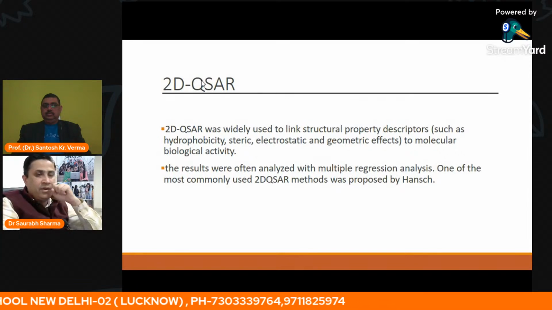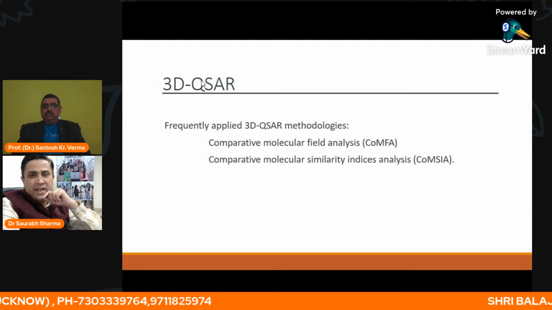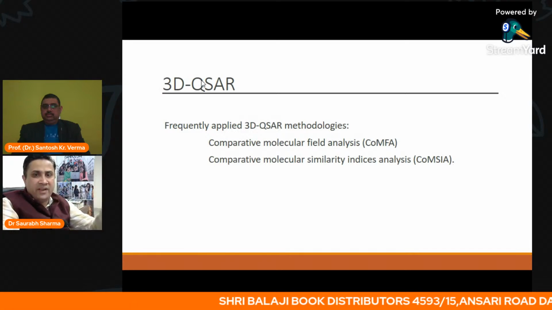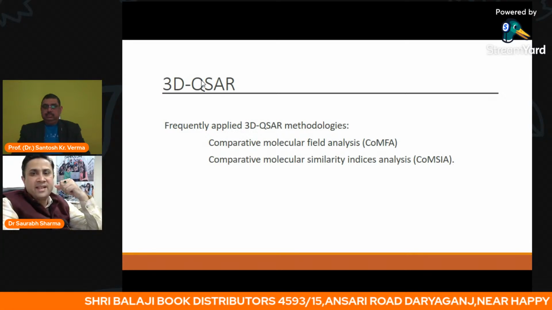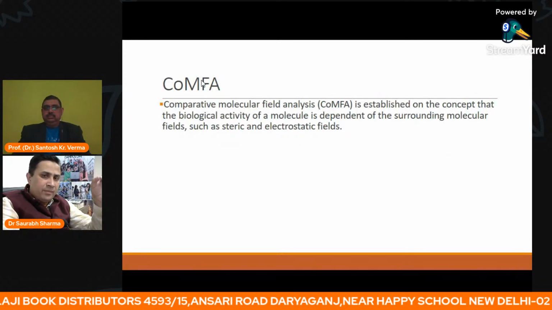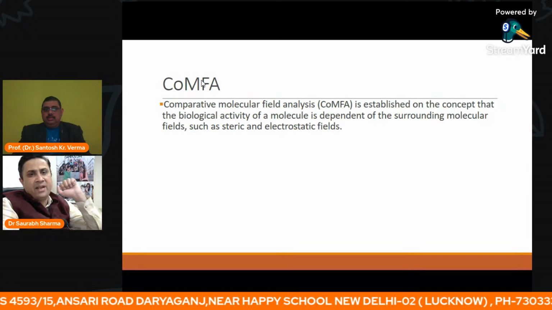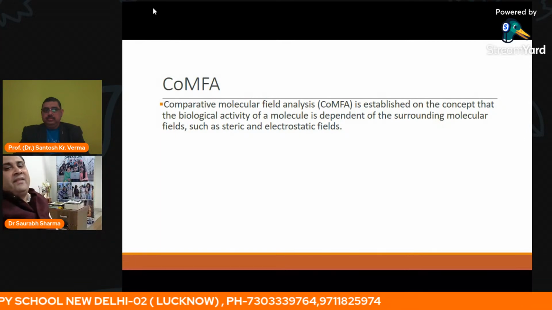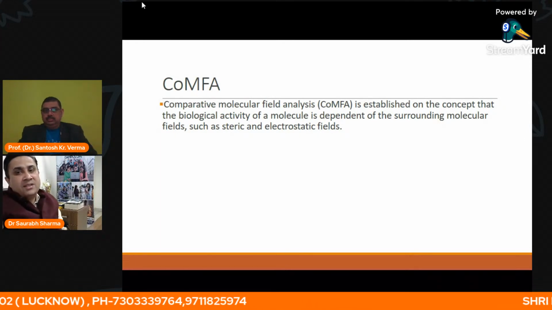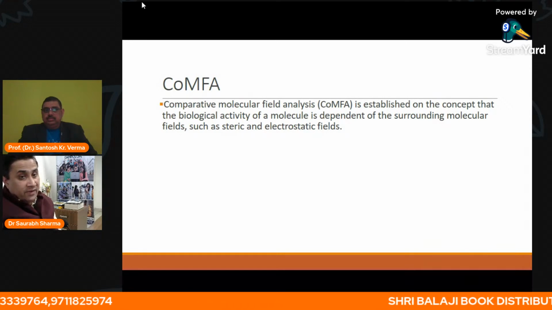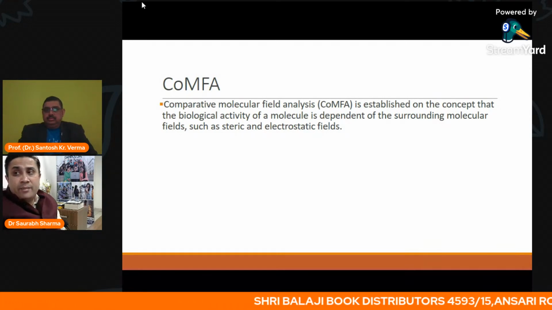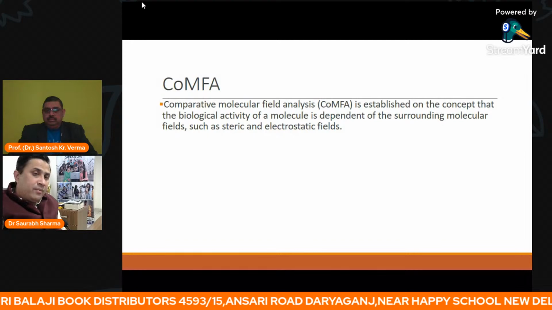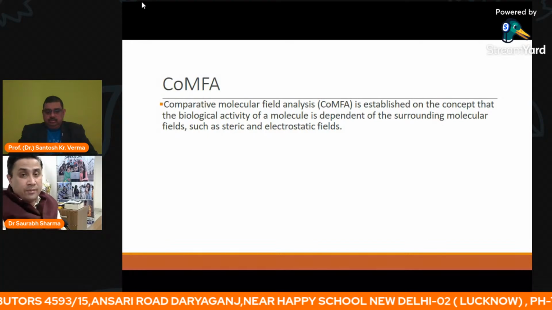Based on this, we have 2D QSAR, 3D QSAR, and further comparative molecular field analysis and comparative molecular similarity indices analysis. In simple words, comparative molecular field analysis is established on the concept that the biological activity of a molecule depends on the surrounding molecular fields, such as steric or electrostatic fields. So the binding depends upon them.